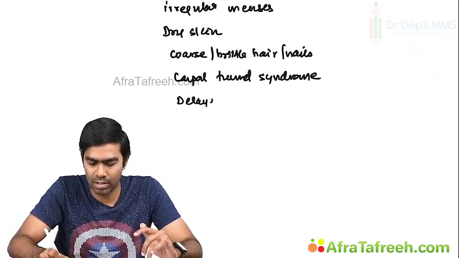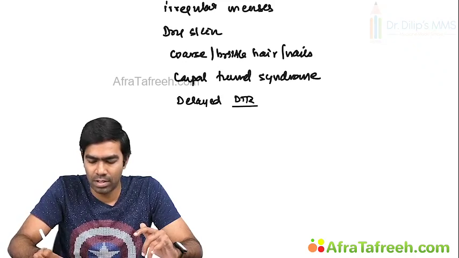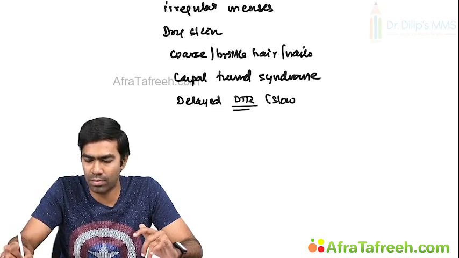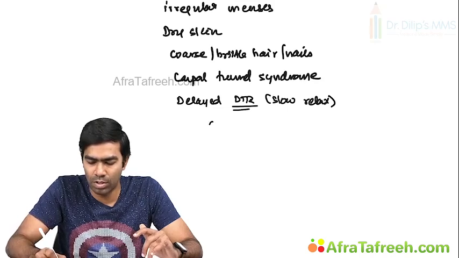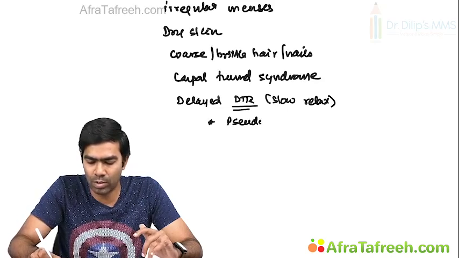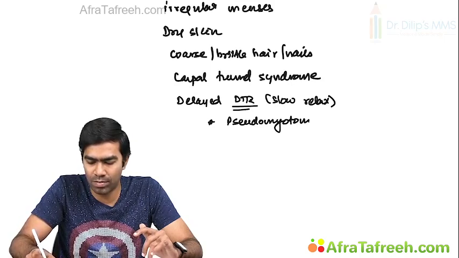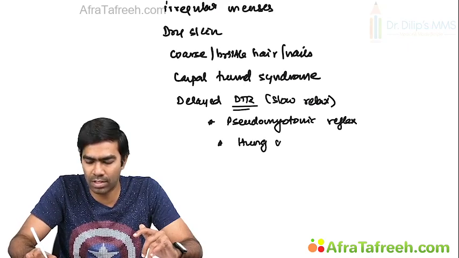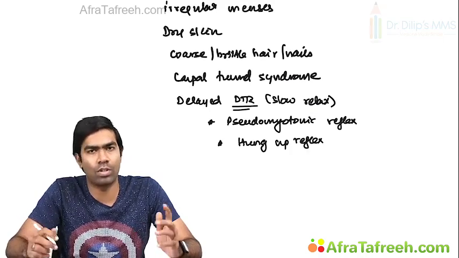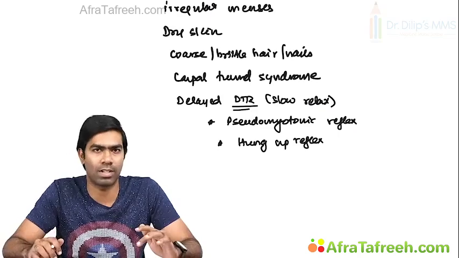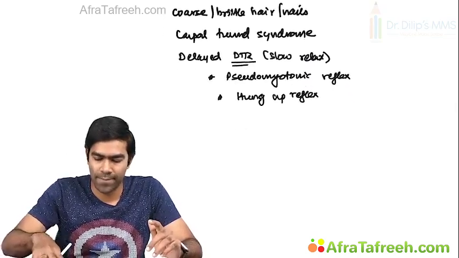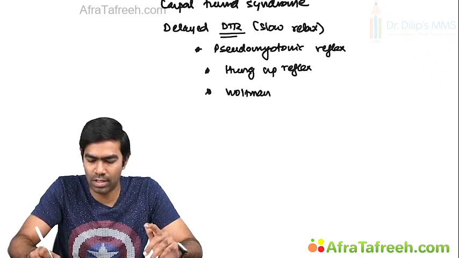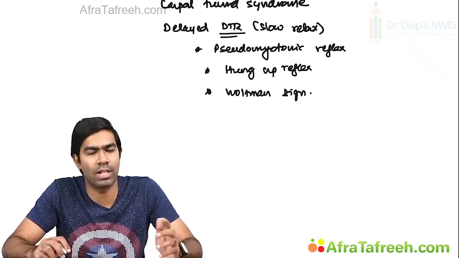Apart from that, acromegaly, amyloidosis, many other causes are there for carpal tunnel syndrome. You can have delayed deep tendon reflexes, especially a slow relaxation phase. They contract okay, but the relaxation will be very slow. So this is what we refer to as a pseudo-myotonic reflex, or some books refer to this as hung-up reflex. Don't get confused if you see this hung-up reflex in chorea. Chorea also produces a similar kind of reflex. We call that hung-up reflex as well. So multiple names, or otherwise referred to as Woltman sign. All these relate to the same thing, that is delayed relaxation of the deep tendon reflexes.